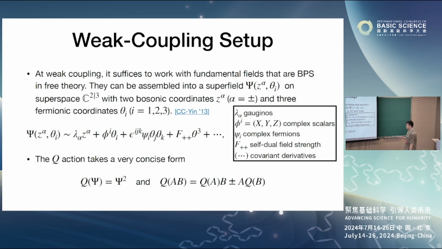And one advantage of assembling these BPS letters into a superfield is that the supercharge action takes a very simple form. Q acting on psi just gives us psi squared. And also this supercharge action satisfies the Leibniz rule. So Q acting on A times B equals Q acting on A times B plus or minus A times Q acting on B. Whether we have plus or minus depends on whether A is bosonic or fermionic. Good.